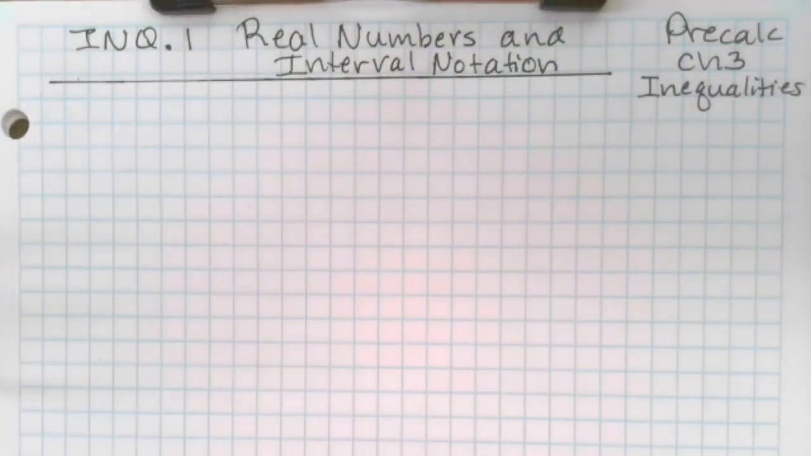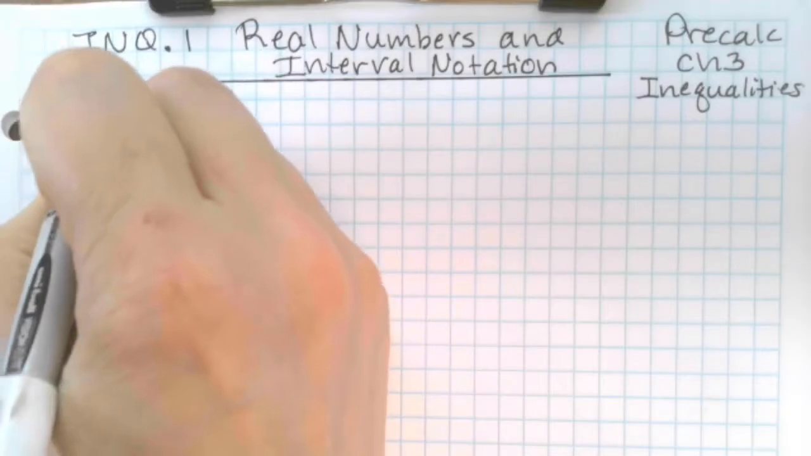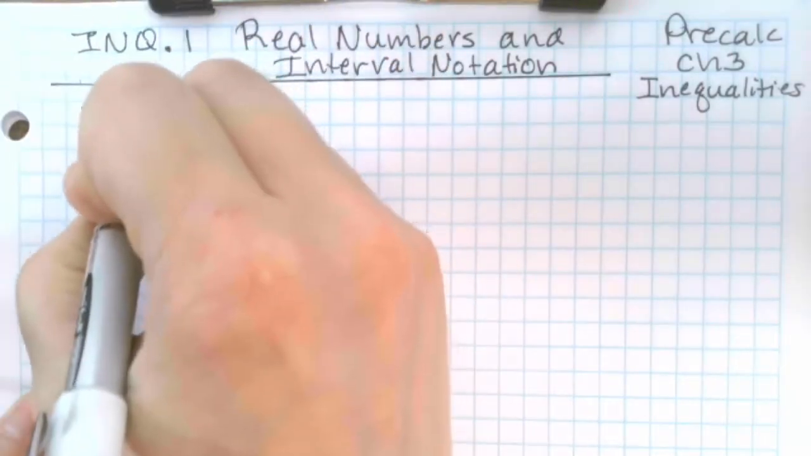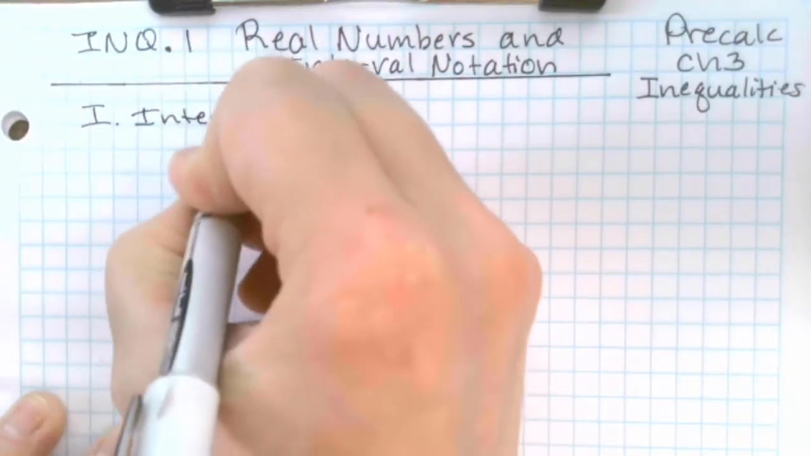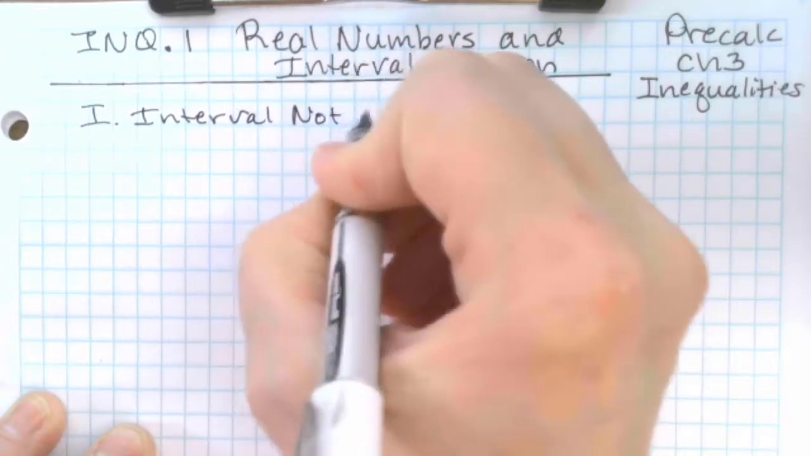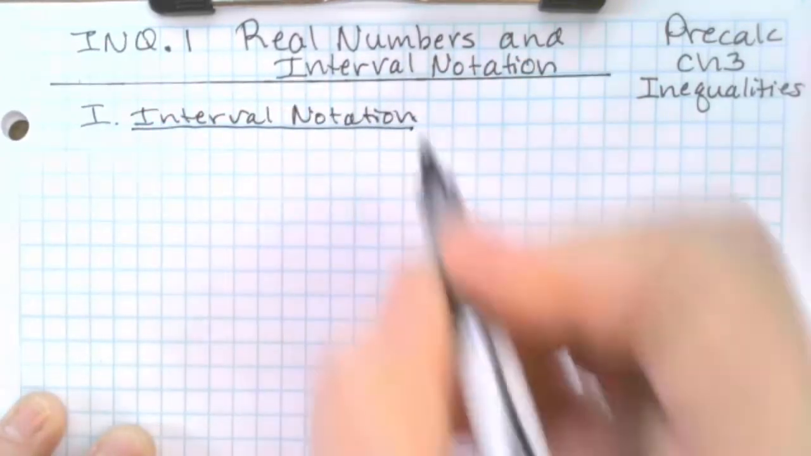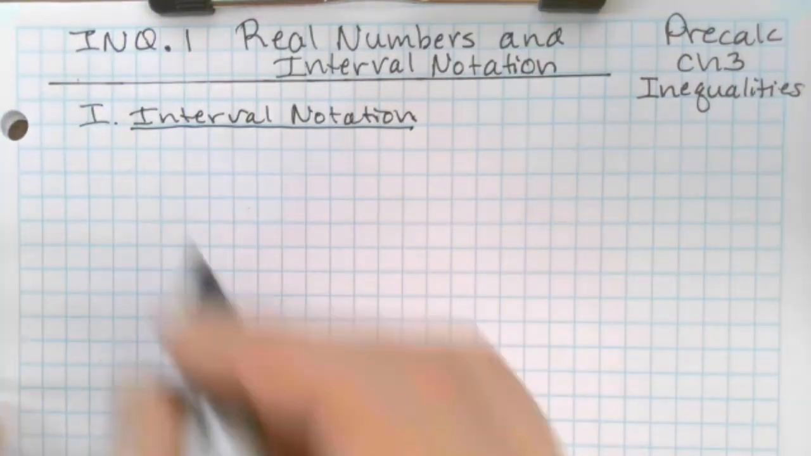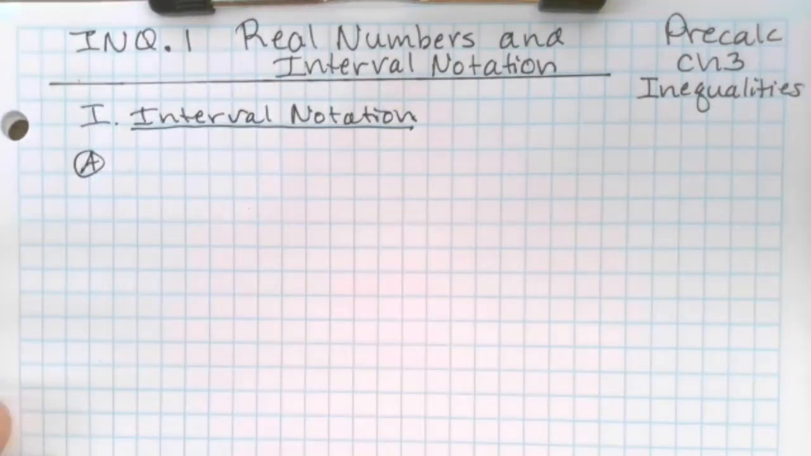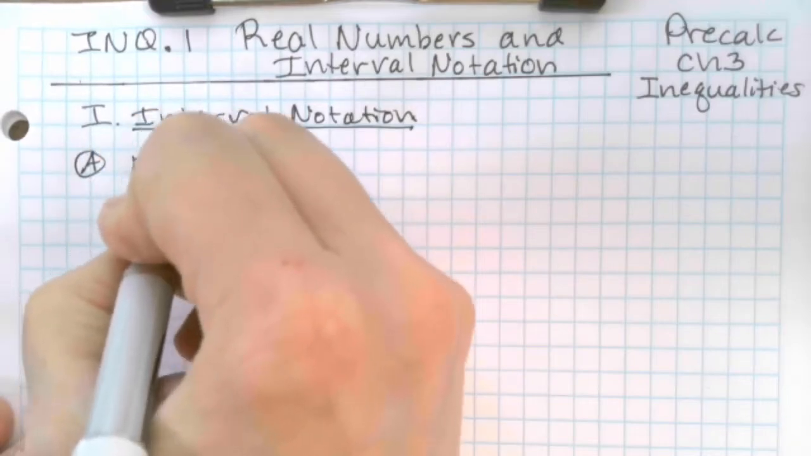Real numbers and interval notation. Okay, Roman numeral 1. We're going to start with interval notation. We've done a little bit with interval notation, but now we're going to expand what you know. Okay, so part A, endpoints.